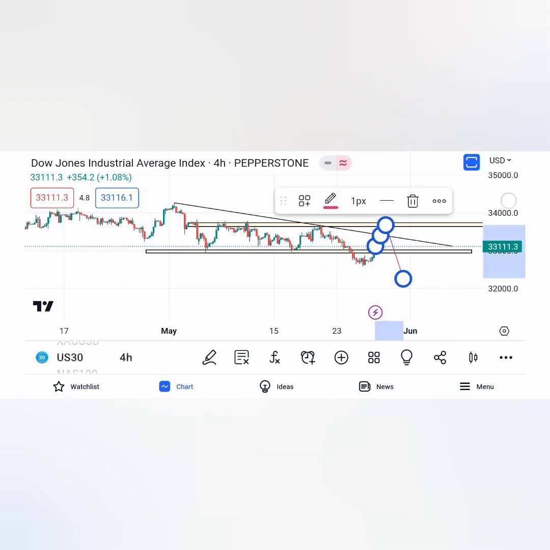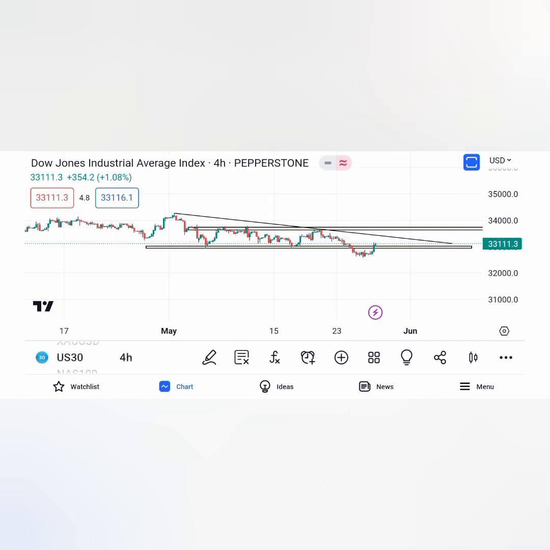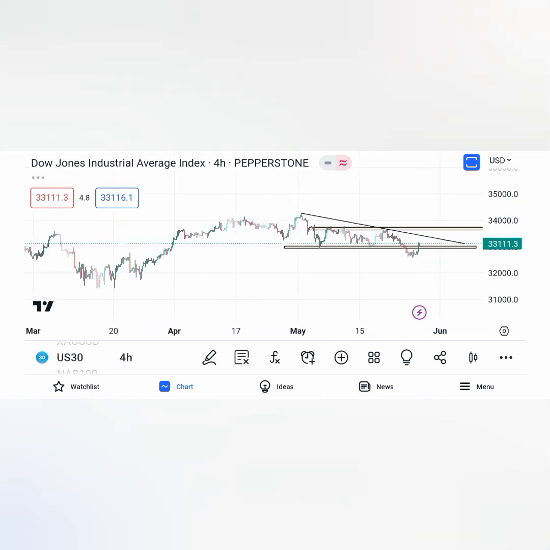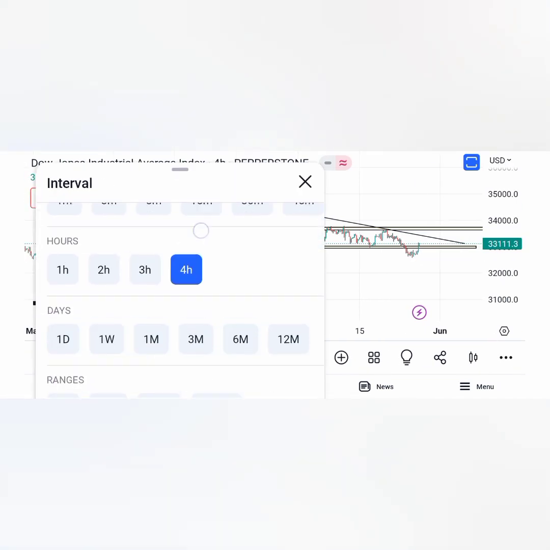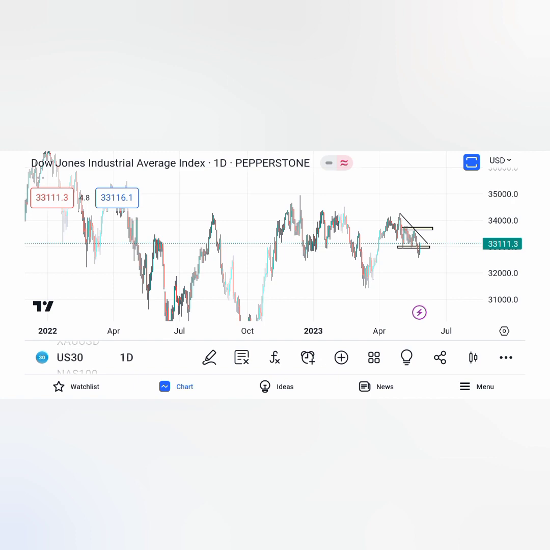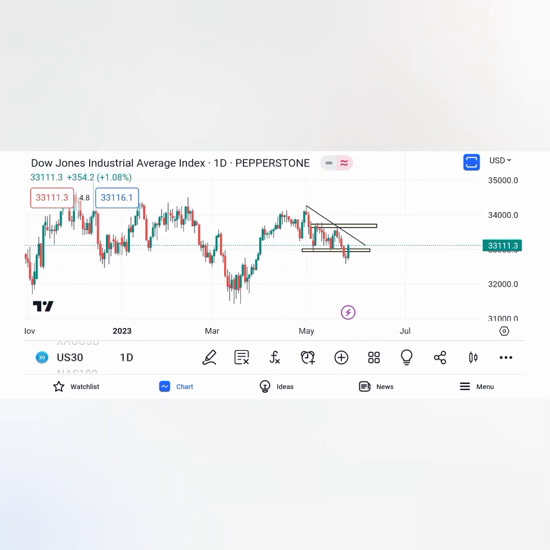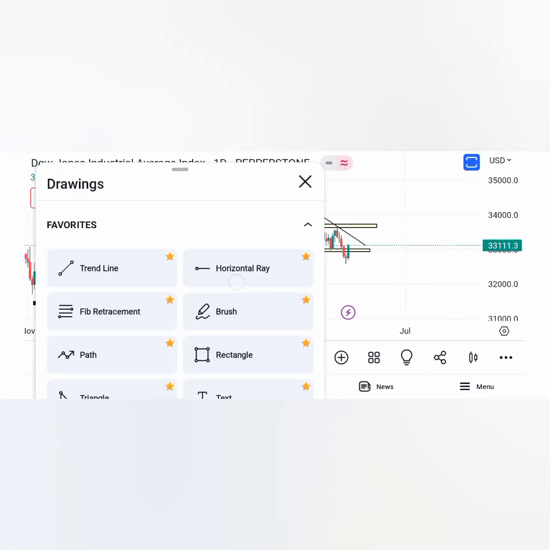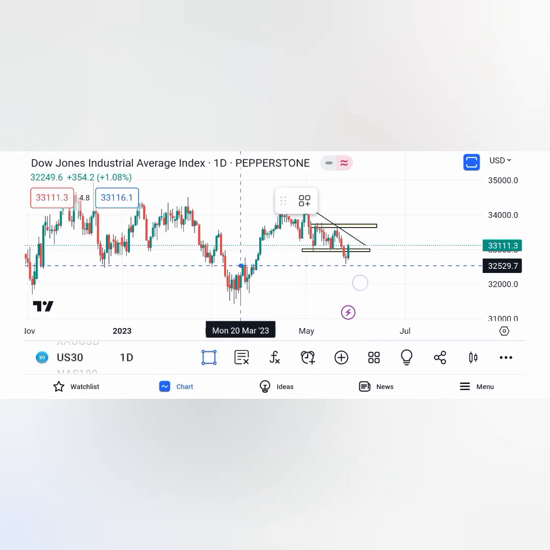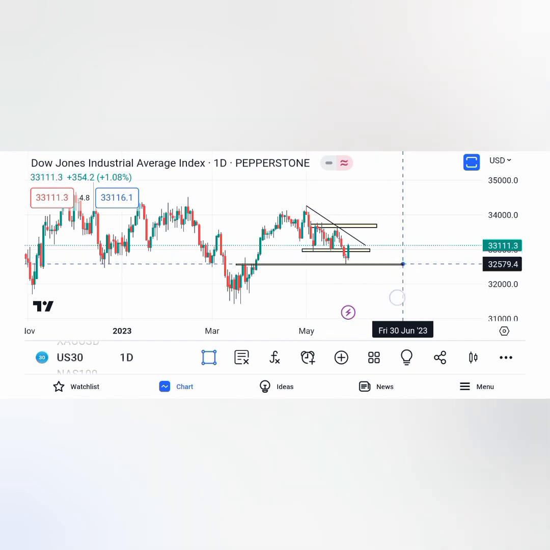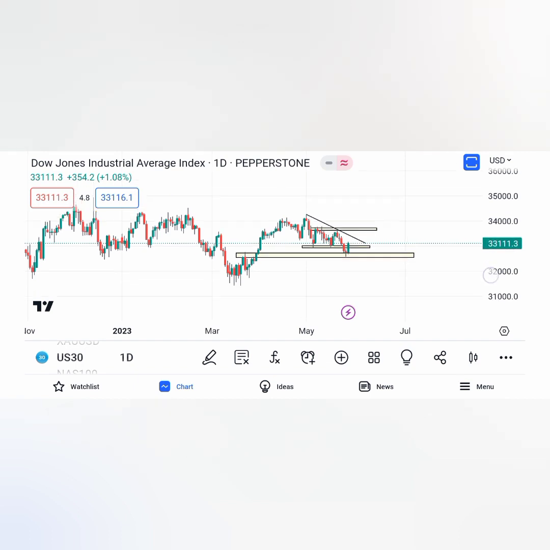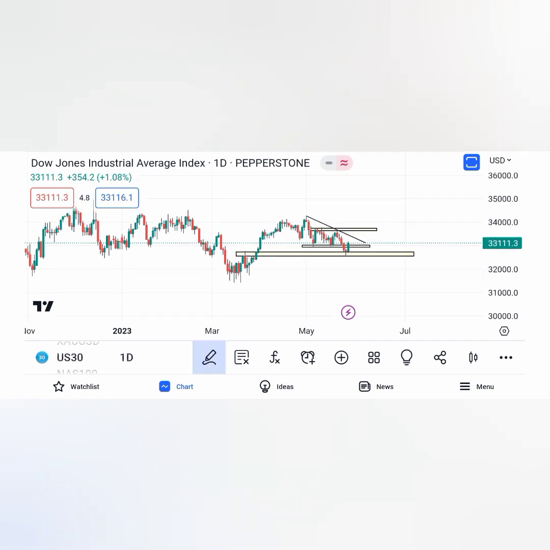Now my target for US 30, if it continues downwards, so let me look at the daily time frame and see my analysis on US 30. My next target for US 30 will be this very point here, where it has touched already. So it's likely that it will come to that very point again.